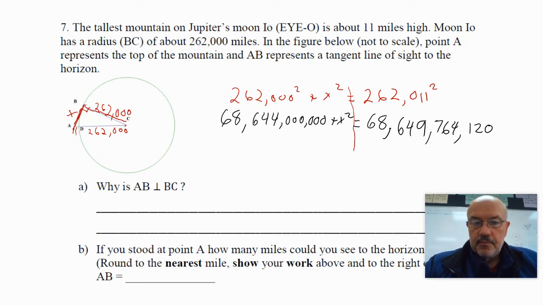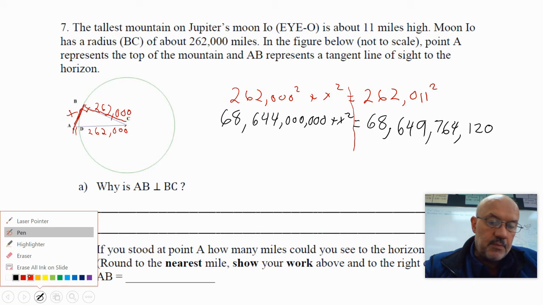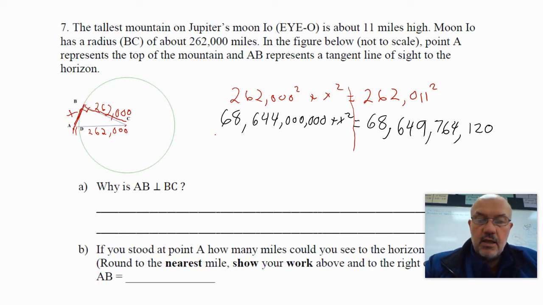Big numbers. Your calculator probably gave it to you in scientific notation if you tried to do it. It probably said 6.8644 times 10 to the 10th power, and over here it probably said 6.864976412 times 10 to the 10th power. Now, it's just like any other Pythagorean theorem problem, except that we have huge numbers here.